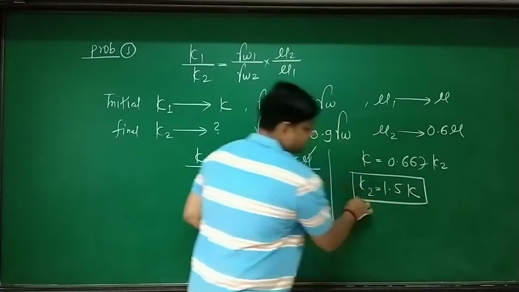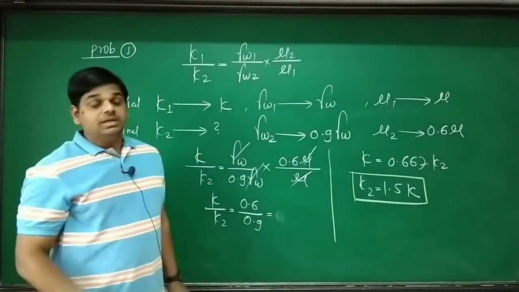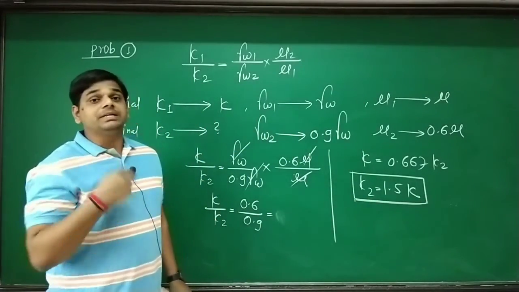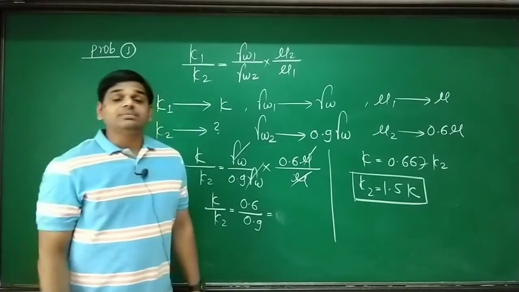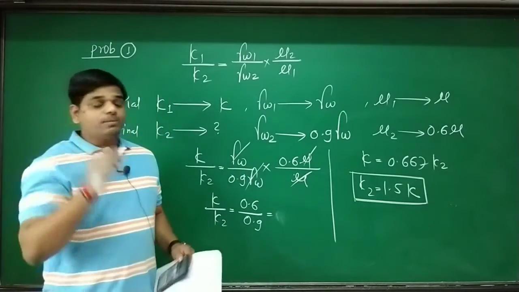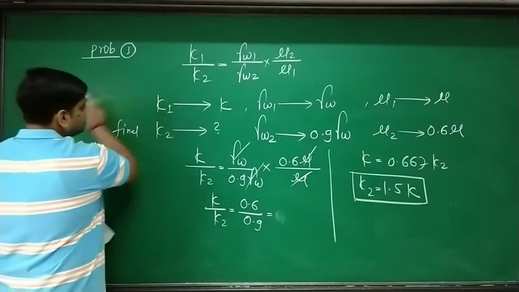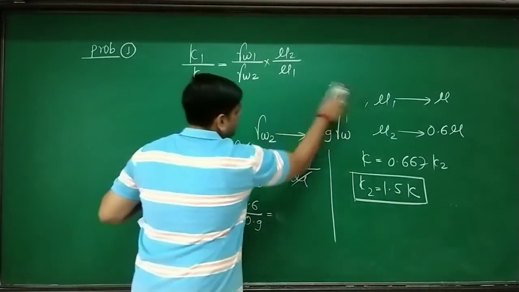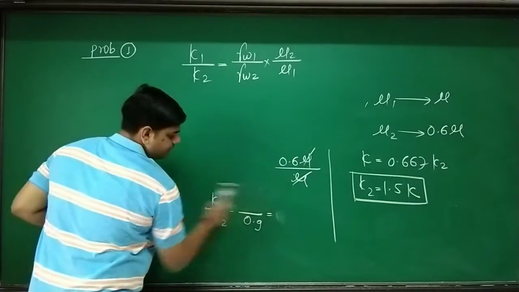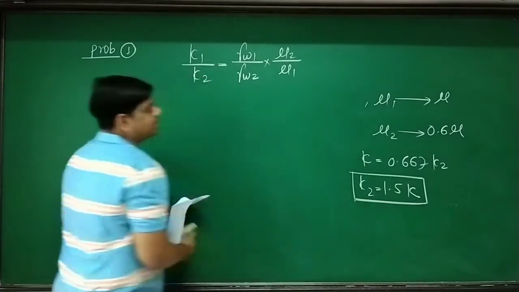What is the meaning of this? When temperature increases, permeability increases by 1.5 times of initial permeability. If you observe the second problem given in your notes, the second problem is having same calculation. Okay, but where is the difference?